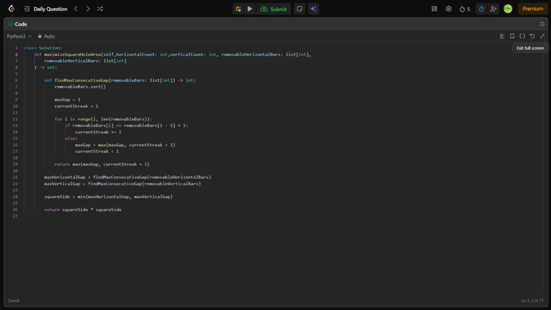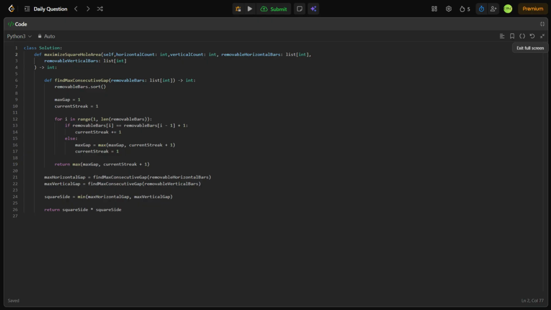We loop through the bars. If the current bar is exactly plus 1 from the previous bar, it's consecutive, so we increase the streak. Otherwise, we update the maximum gap and reset the streak. At the end, we return the largest gap possible. This gives us the maximum horizontal gap and the maximum vertical gap.